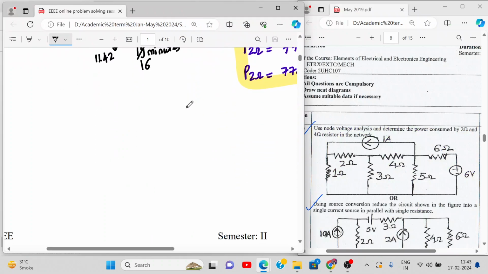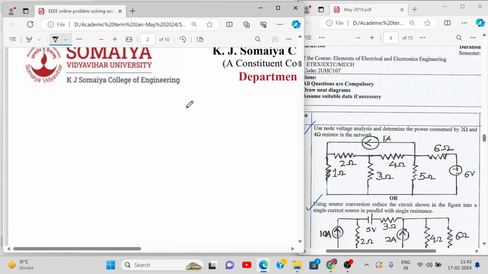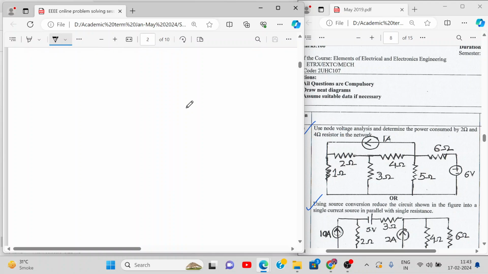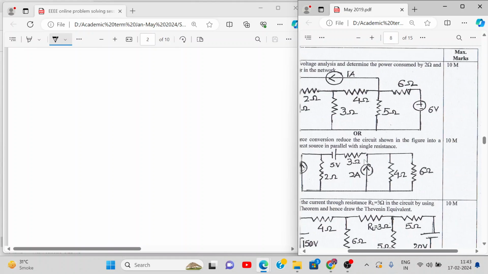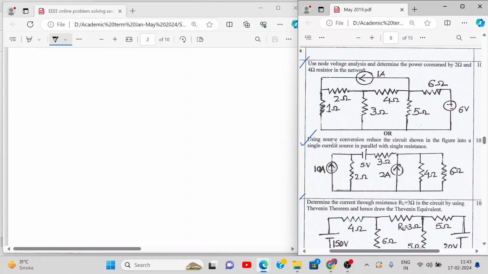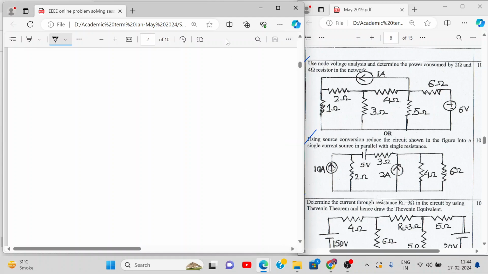Now we'll increase the speed a little so that we will match the timing as if we are solving a paper. So we'll go to second numerical, 1A, and again for 10 marks. Use source conversion, reduce the circuit into a single current source in parallel with a single resistance. So basically we have to use source transformation. Source conversion means source transformation. So let's write down the question. Again it is 1A question.